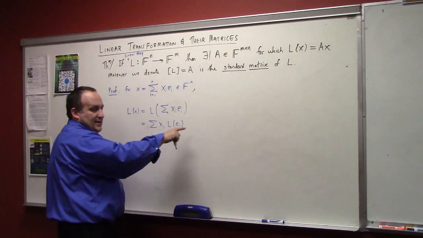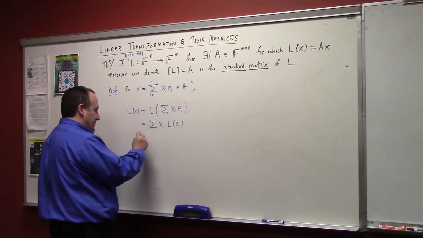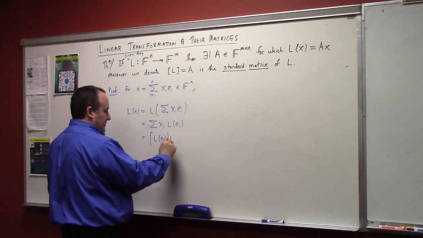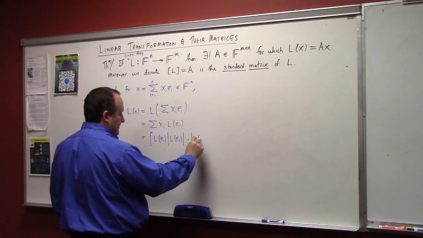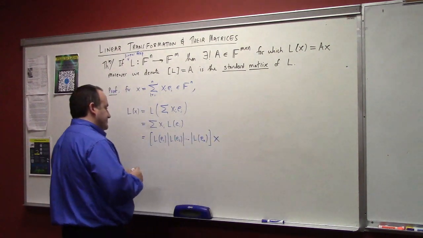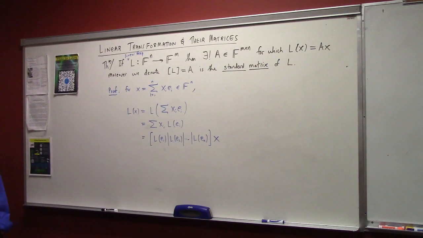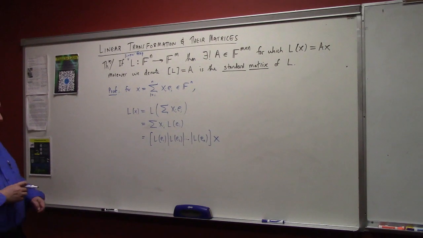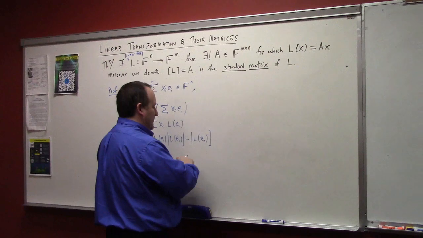This is a linear combination of these vectors. You can rewrite that as this matrix, L(e_1), L(e_2), L of, how many e's are there? Oh, n of them, right? L(e_n), times the x vector. And that's just literally like, if you think about it, let me write it out a little bit. Let me write it this way instead.